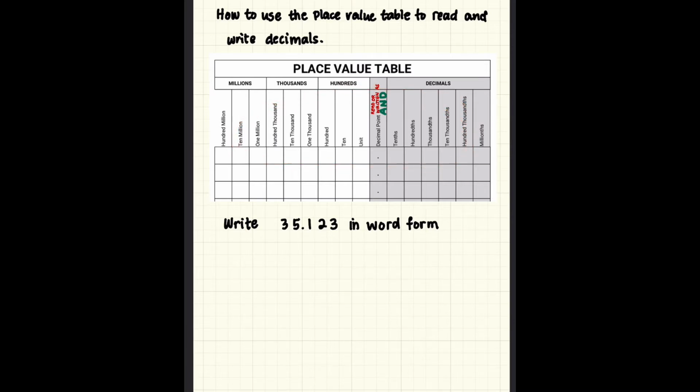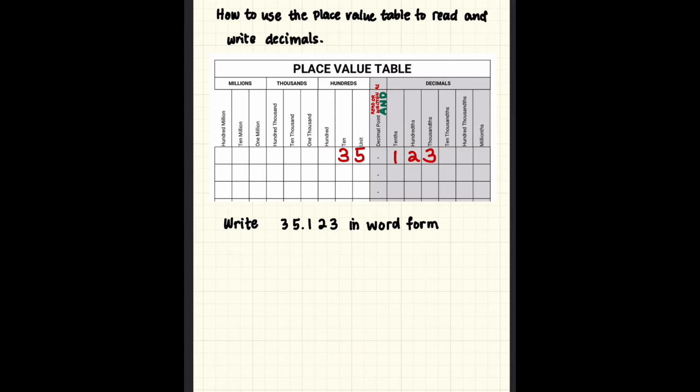So step one would be to actually write the number on the place value table. The decimal point is this one. You know that these two digits need to be before the decimal point, and the next three digits need to be after the decimal point. So let's write it. Okay, so now we have written it.